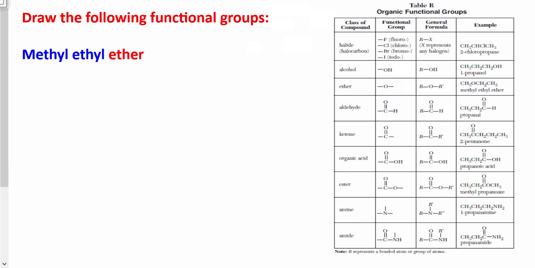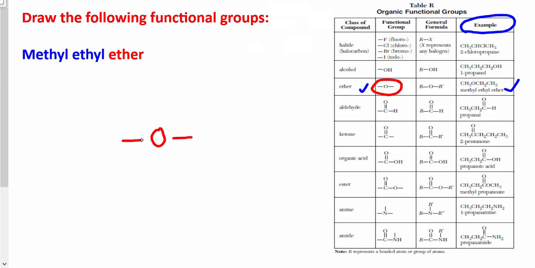So first thing first, we would look at reference table R. We would see which example makes sense, like in this case, methyl ethyl ether. The functional group would be ether, right? Because the name is exactly whatever is given in our example. So we need to draw the functional group. The first thing we need to draw is this right here. So I draw an oxygen and then 2 bonds, right? These are not lines, they're bonds.